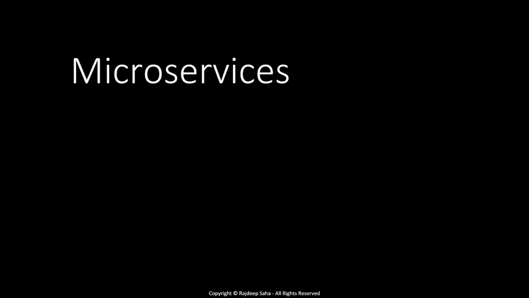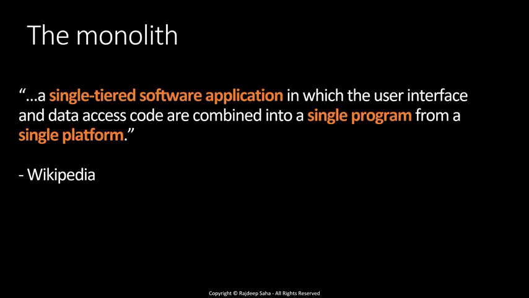Before we learn about microservices, let's take a look at the elephant in the room, the monolith. Monolith is a single-tiered software application in which the user interface and data access code are combined into a single program from a single platform. Some examples of monolith are a single Java jar file which handles business logic for different areas of your project, or a COBOL program handling different functionalities.